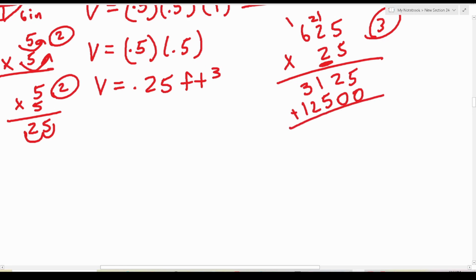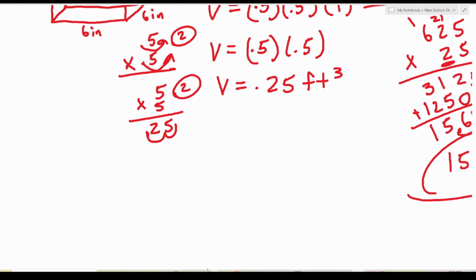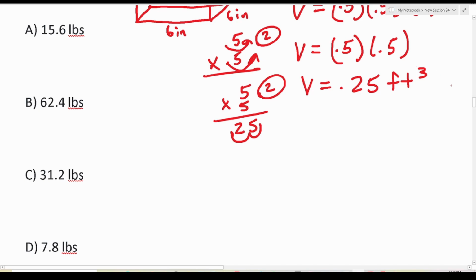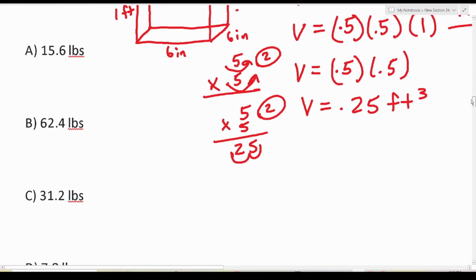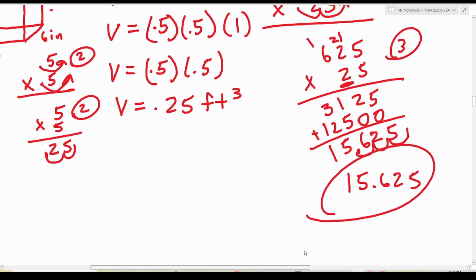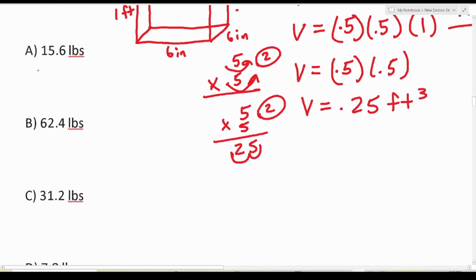Let's add these together. 5 plus 0 is 5. 2 plus 0 is 2. 5 plus 1 is 6. 2 plus 3 is 5. 1 plus nothing is 1. Shift our 3 decimals back over to the left. 1, 2, 3. Let's straighten this out. We got 15.625. That's going to be the weight of this water in this container. And that is 15.6 pounds. So they just rounded this down to 15.6, which is right there. Okay, so that's that one.